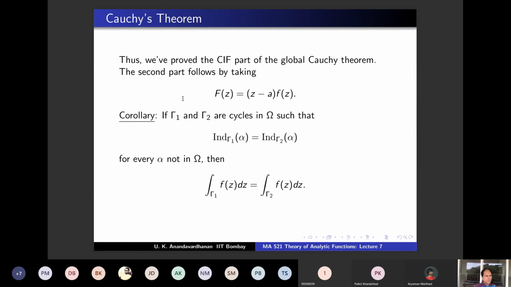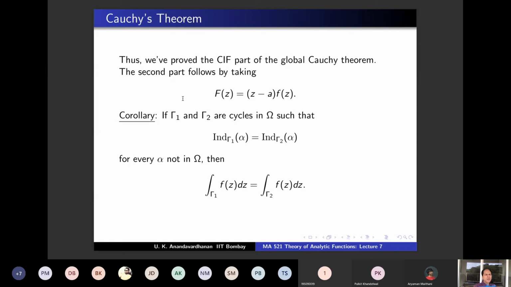Why is this a corollary? Because you can take the new cycle, which is gamma 1 minus gamma 2. What is the meaning of gamma 1 minus gamma 2? You take gamma 1 and you adjoin gamma 2, but with the opposite orientation.